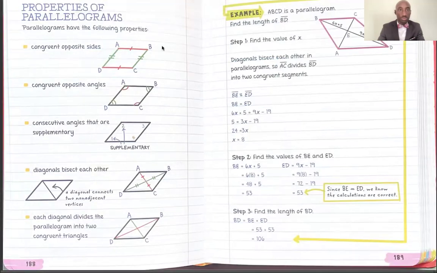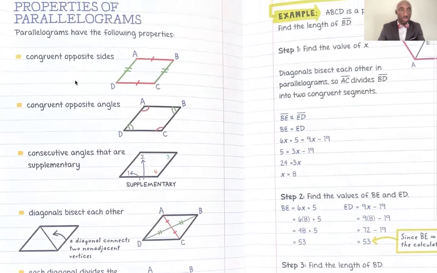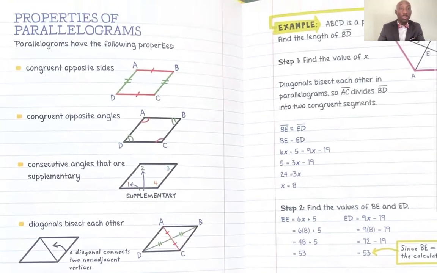All right. Properties of parallelograms. Parallelograms have the following properties. Congruent opposite sides. So see, side AD and side BC are congruent. They're in green, with the same amount of tick marks. Side CD and AB are also congruent, with a different number of tick marks in this case. But they're congruent to each other and parallel.